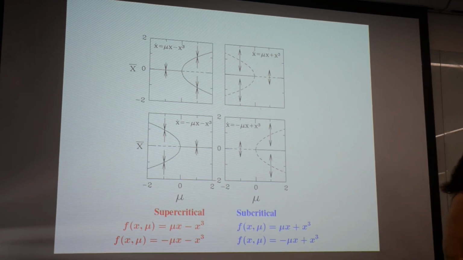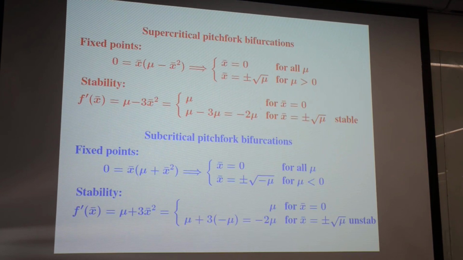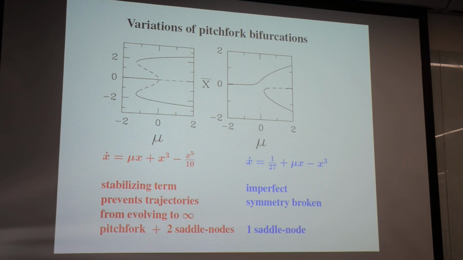Okay, so here there are two kinds of pitchfork bifurcations, and this is the math. This is where you solve for the fixed points, where you solve for the stability, and I won't go through that. Here are some more variants of pitchfork bifurcations.